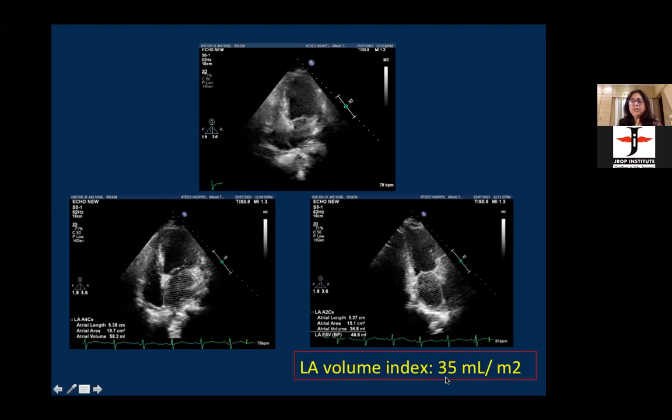I mean, 34 and more than that is considered to be enlarged LA volume index. So in this case, I got 35. That means it is increased. So you have to measure the LA volume index along with the measurement of the anteroposterior dimension of the left atrium in the parasternal long axis.